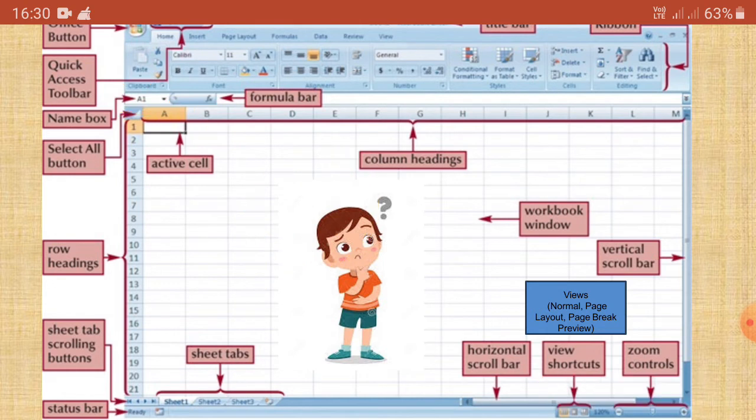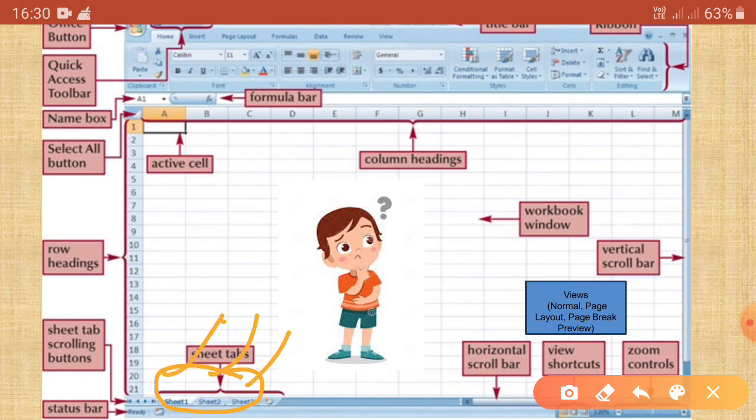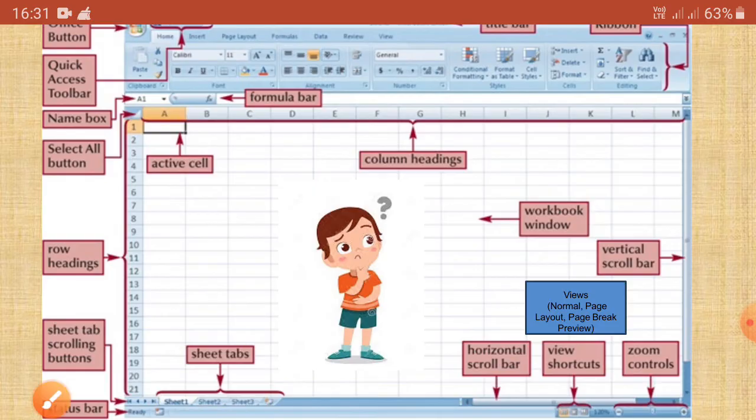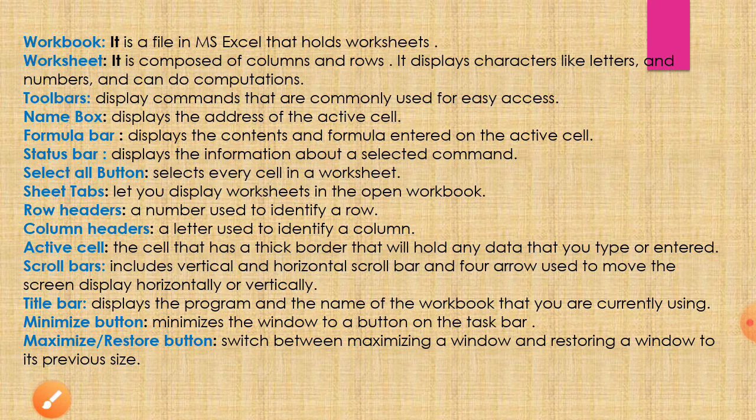Now another thing is that here all the sheets are available, Sheet 1, Sheet 2, Sheet 3. The default number of sheets is 3, and then there is the icon. If you want to add more sheets to a document, then you can click on this particular icon. Go to the next slide. So all the definitions are here.